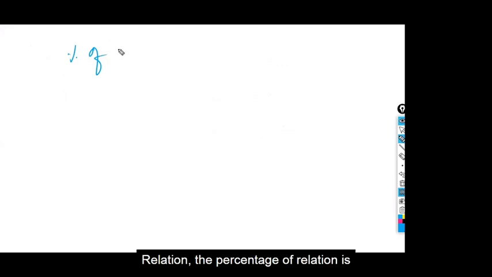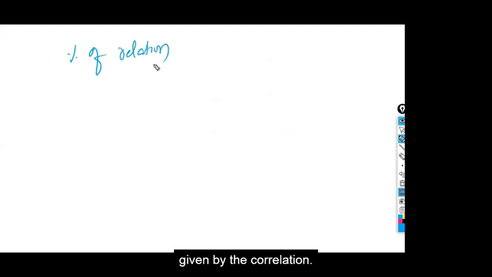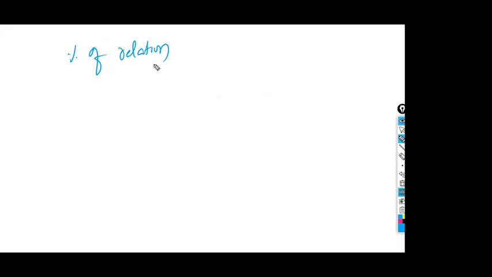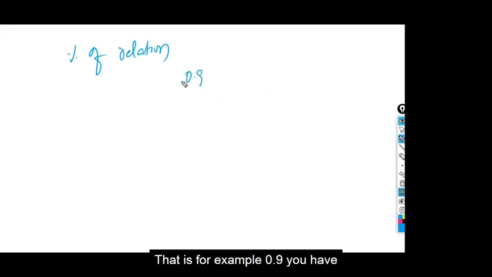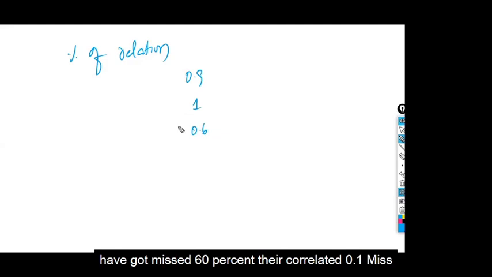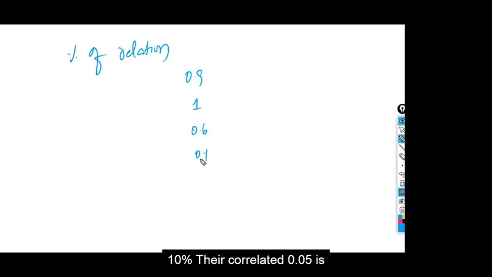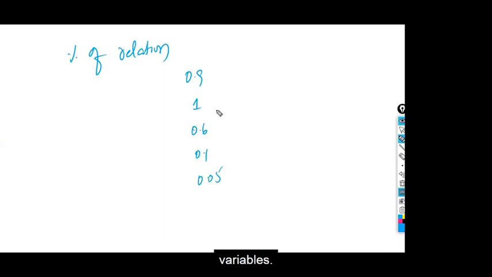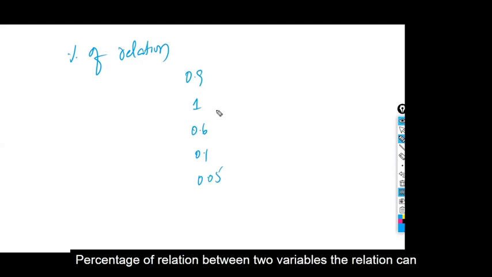Here, the percentage of relation is given by the correlation. Correlation says the percentage. For example, if you have got 0.9, it means 90% they are correlated. 1 means 100% correlated. 0.6 means 60% correlated. 0.1 means 10% correlated. 0.05 means 5% correlated. It is just the percentage of relation between the two variables.